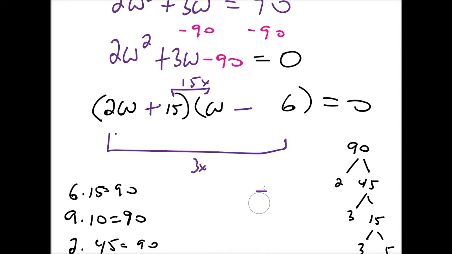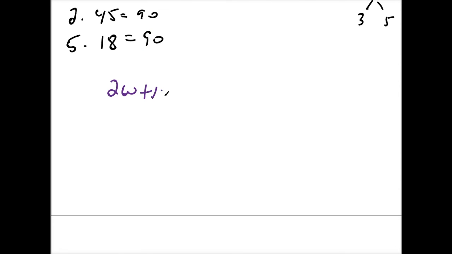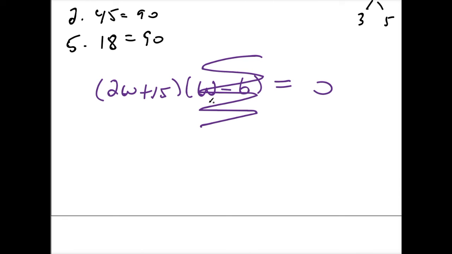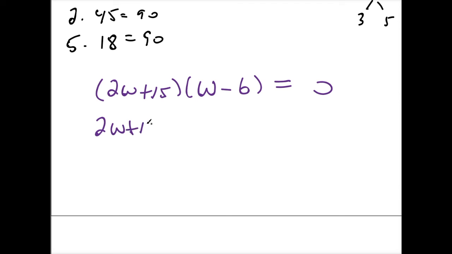So we copy our problem down. We got 2w plus 15, w minus 6. All right, so then we go ahead and solve each one. It's equal to 0. W minus 6 equals 0. Then you do the other one. 2w plus 15 equals 0. All right, so the first one is 2w plus 15 equals 0. The other one is w minus 6 equals 0.